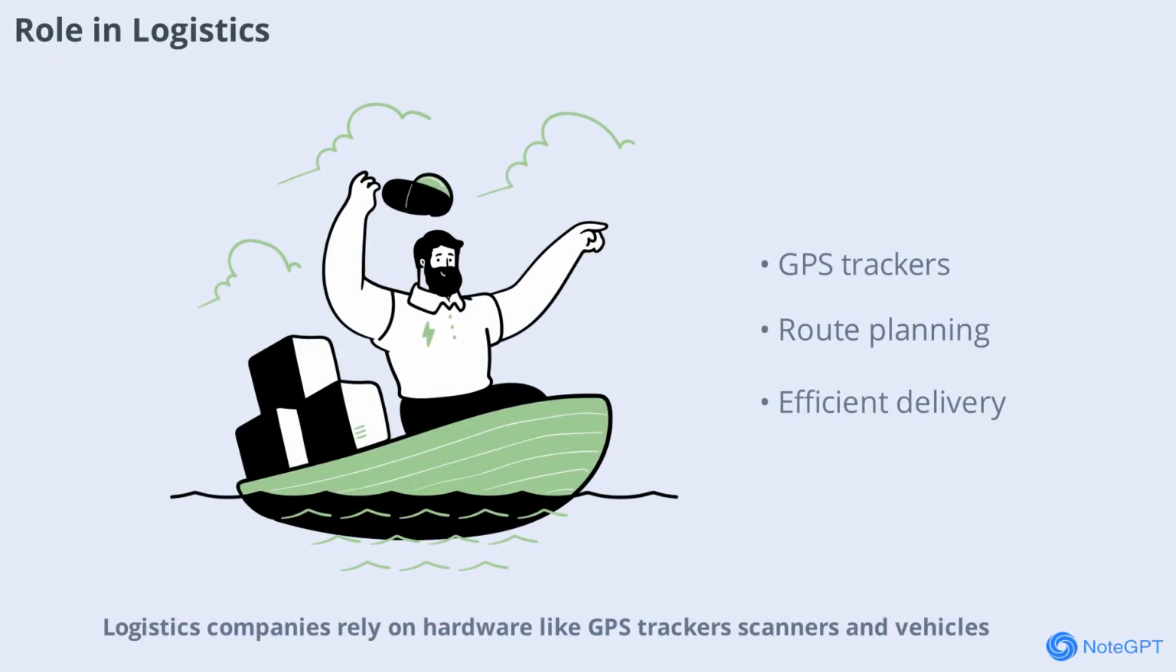Logistics companies rely on hardware like GPS trackers, scanners, and vehicles, along with software for route planning, tracking shipments, and managing inventory. This integration ensures goods are delivered efficiently and on time.